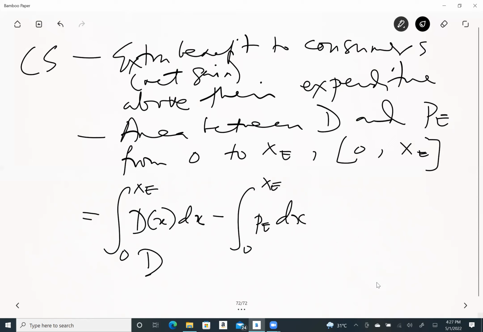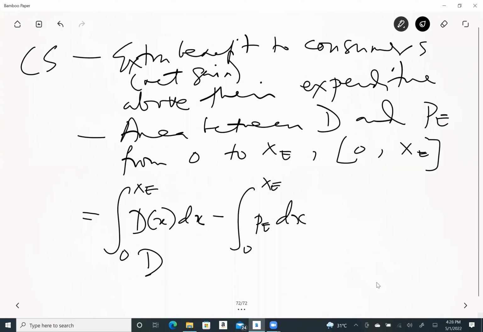So that is our extra benefit. That means extra benefit to consumers above their expenditure. It is the integral of the demand curve from 0 to the market quantity, minus the integral of the market price from 0 to the equilibrium quantity. Okay, all right. Any question? So you have to know the price on the demand function.